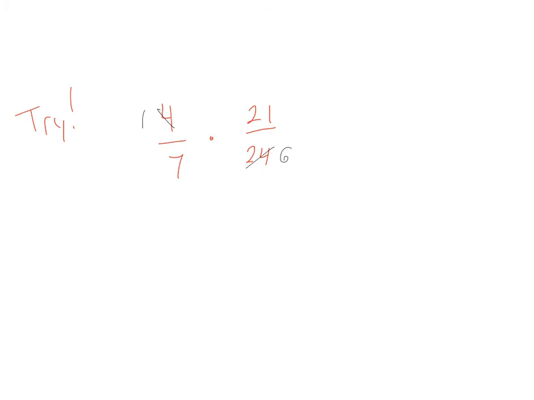Actually, yeah, 7, right? Okay, so what is 7 divided by 7? Well, 7 divided by 7 gives me a 1. What's 21 divided by 7? It gives me a 3.